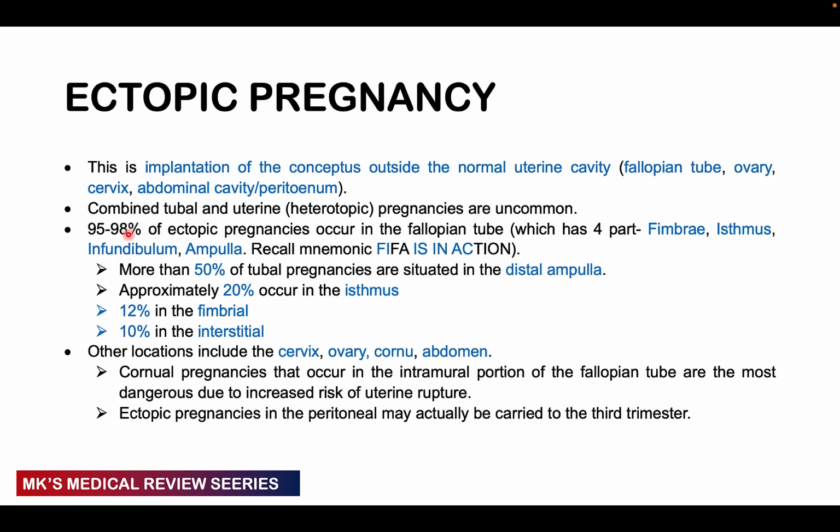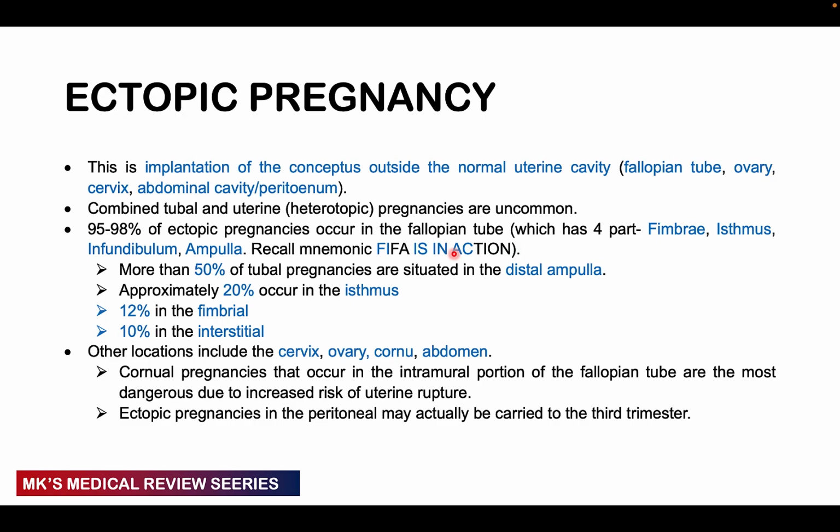Remember that the fallopian tube has predominantly four parts: the fimbriae, the isthmus, the infundibulum, and the ampulla. There is a mnemonic that goes like FIFO is in action. F for fimbriae, IS for isthmus, IN for infundibulum, and AC for action.